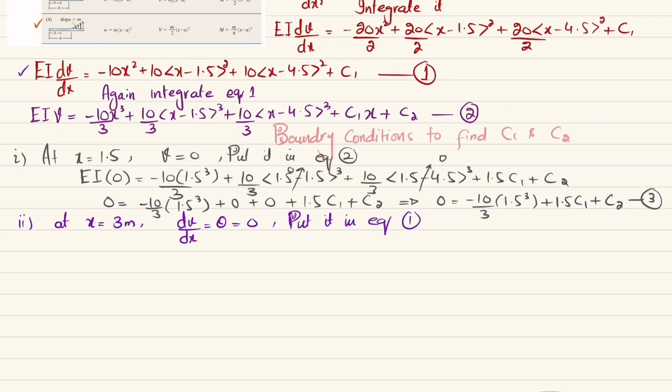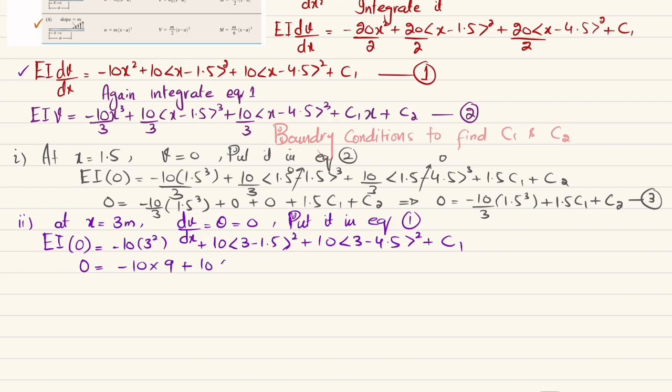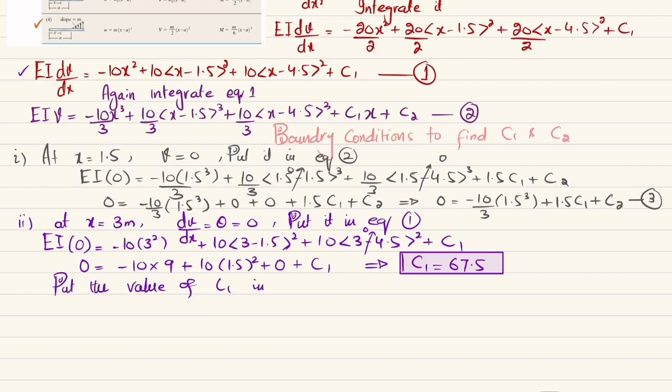So we put it in equation number 1. You will get EI into dV over dx equal to 0, and that is minus 10 into 3 square plus 10 into 3 minus 1.5 square plus 10 into 3 minus 4.5 square plus C1. So 0 is equal to minus 10 into 9 plus 10 into 1.5 square, and the last term will be 0 because 3 minus 4.5 is minus 1.5 inside the Macaulay bracket. 0 plus C1. When you calculate it, you will get C1 is 67.5. Now you have C1, so put the value of C1 in equation number 3.